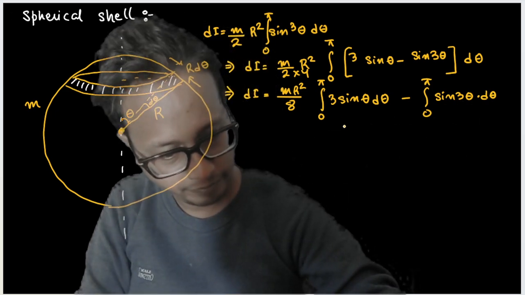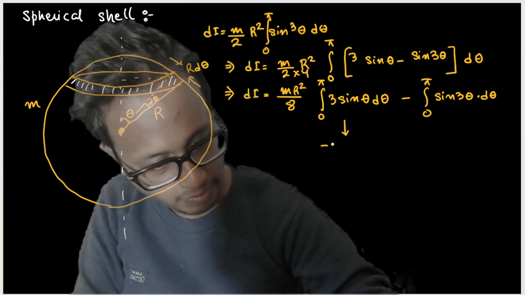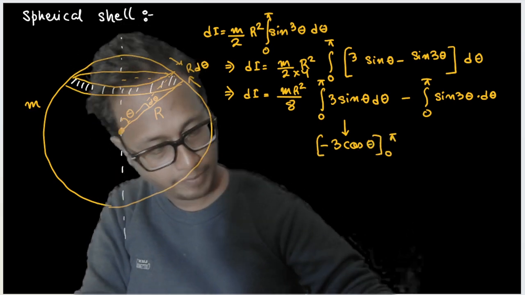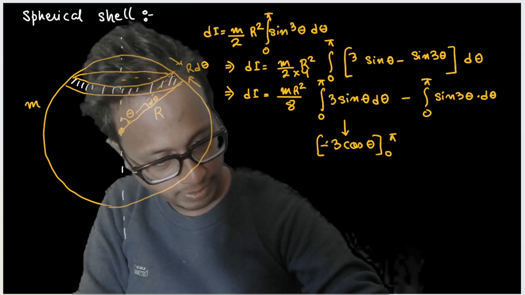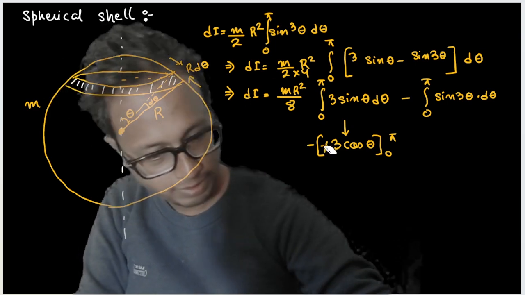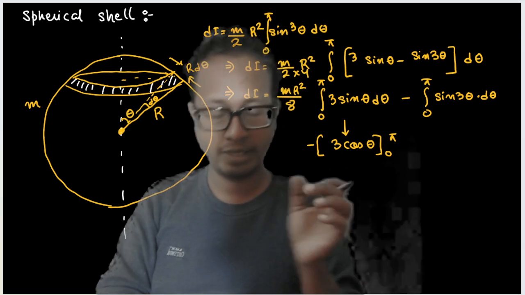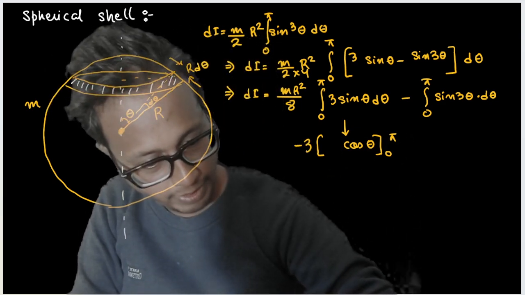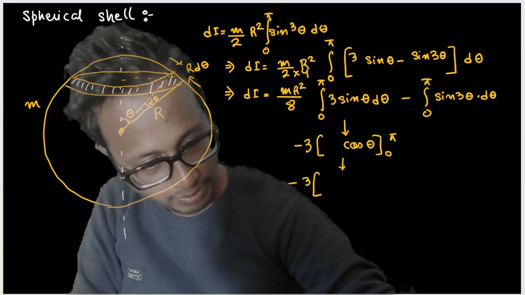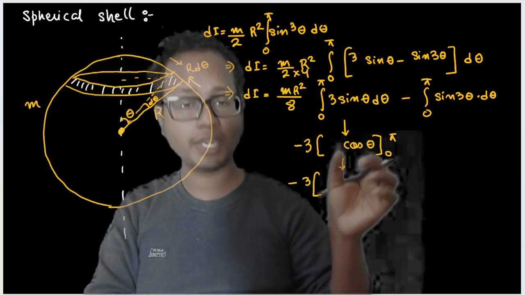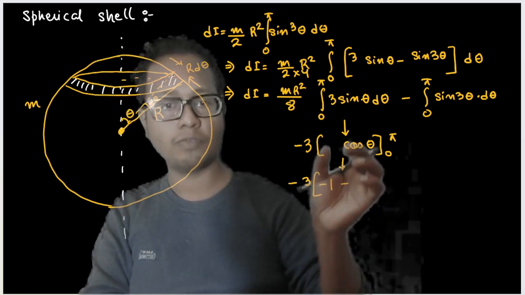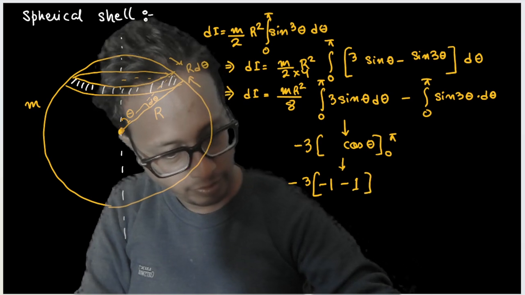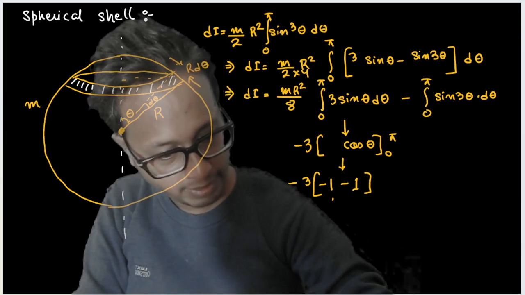Now if I integrate this one, 3 sin θ is nothing but -3 cos θ from 0 to π. I'm just taking the minus outside the bracket. You can take the constant term of integration outside the bracket. You can take -3 outside; 3 is also a constant, no? So it will become nothing but -3 [cos π - cos 0]. Cos 180° is nothing but -1, and cos 0 is nothing but 1. So it will become -3 into -2. It is nothing but 6.